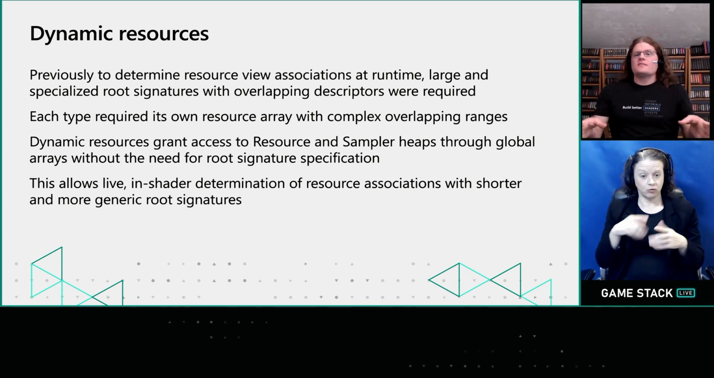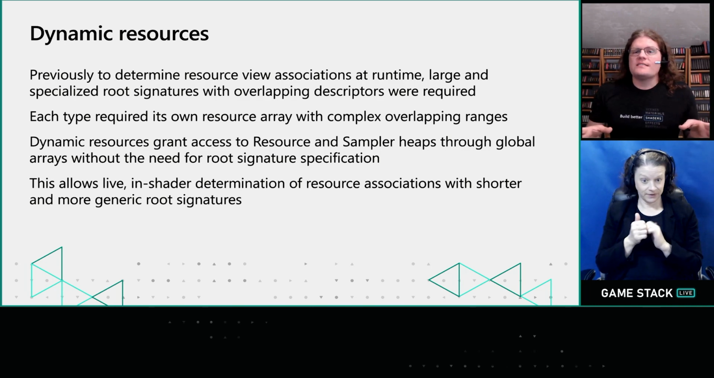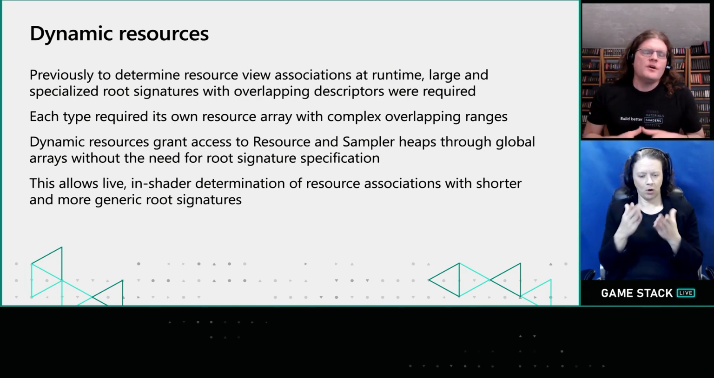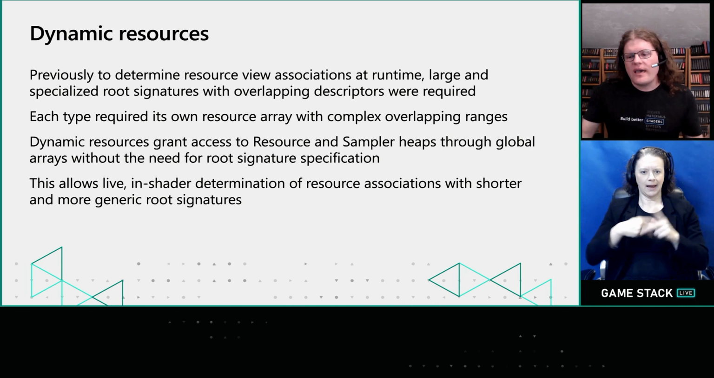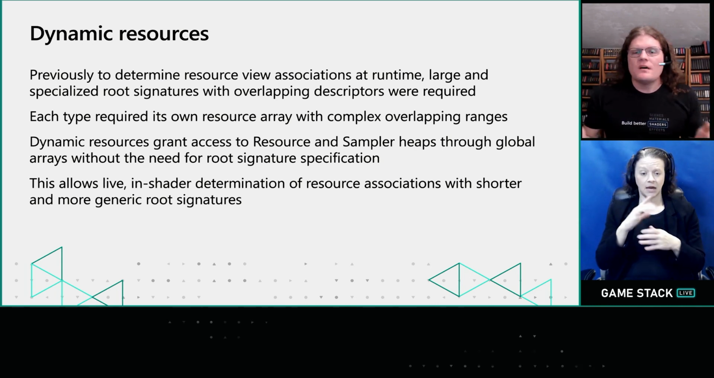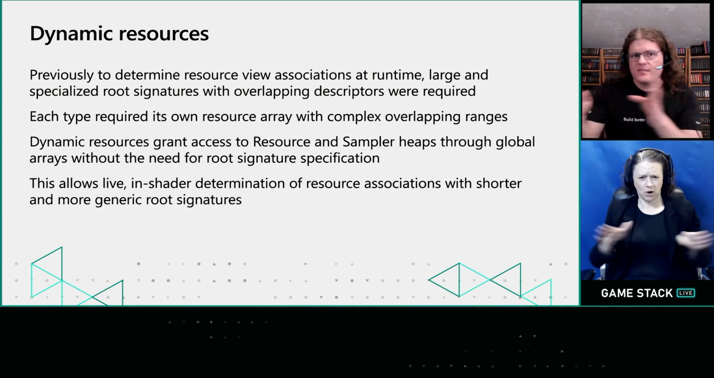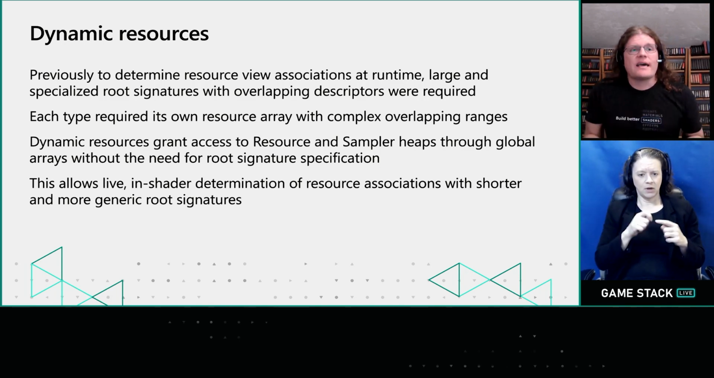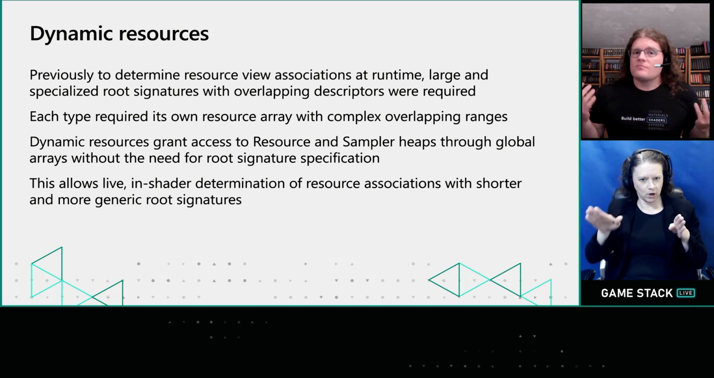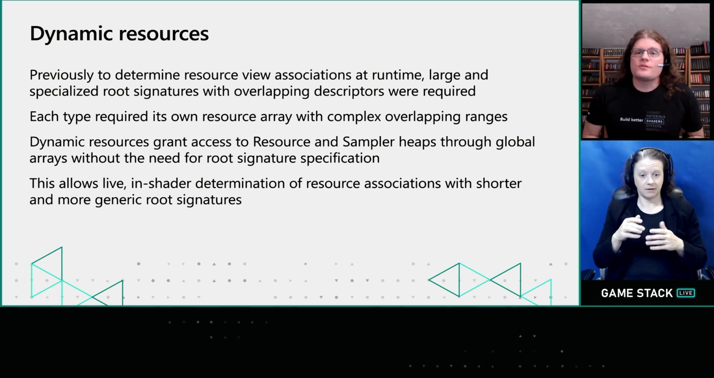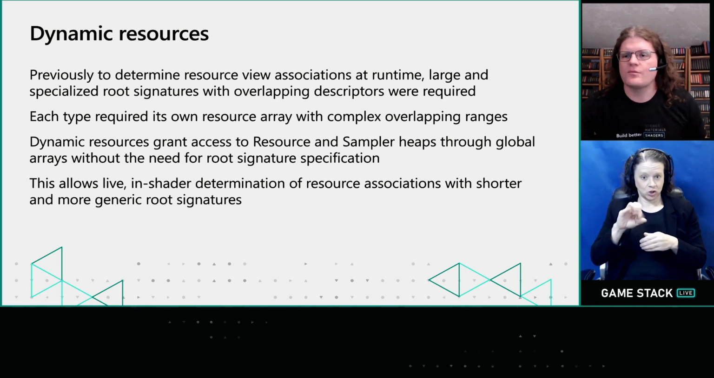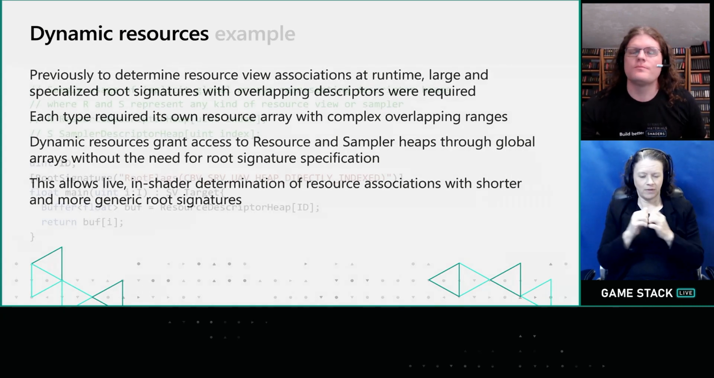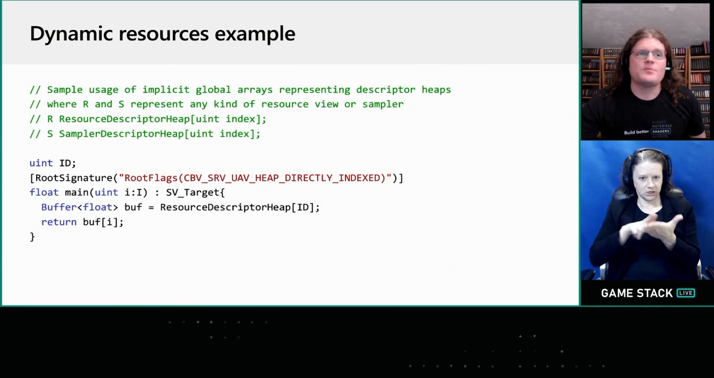The way that it does this is it introduces global arrays that have a fuzzy notion of type. So instead of saying, okay, I've got this array and it contains RW textures of type float4, you just have a big array that has any kind of resource you can imagine, and different kinds of resources are right next to each other. And you can index directly into that array in order to get access to your resources. This allows live in-shader determination of these resources without having to use the really complicated root signatures that were necessary before. So here is a simple example of this.